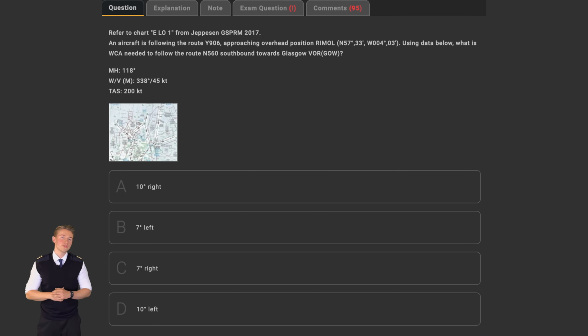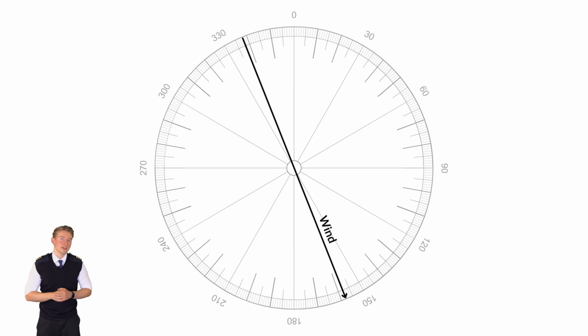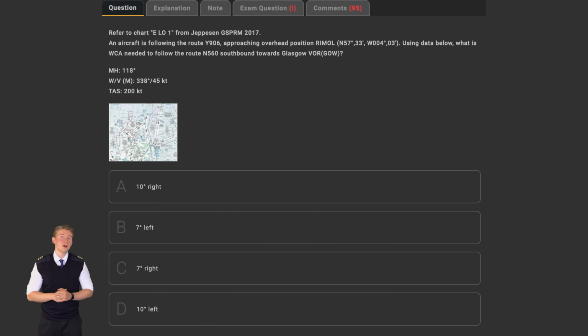Now to rule out a few of the possible answers, let's look at the wind. The wind is blowing from the northwest to the southeast, and we are flying in a southerly direction. Meaning you have to correct into the wind as it is coming from the right. So you just use the 50-50 joker and have 2 answers remaining.